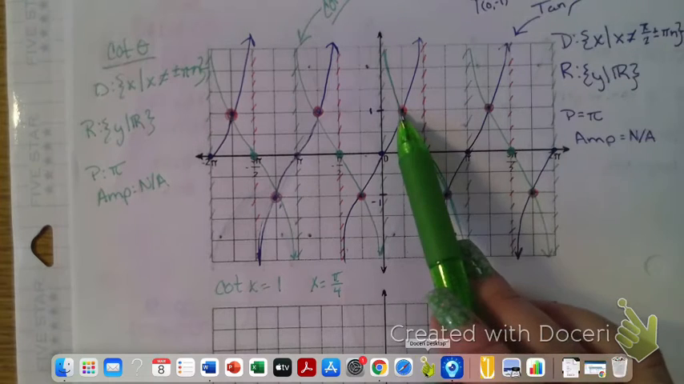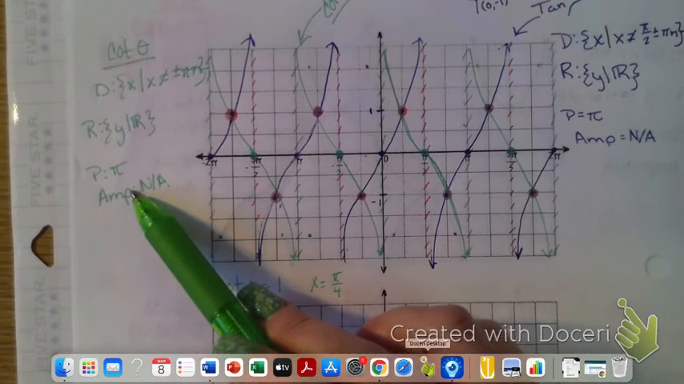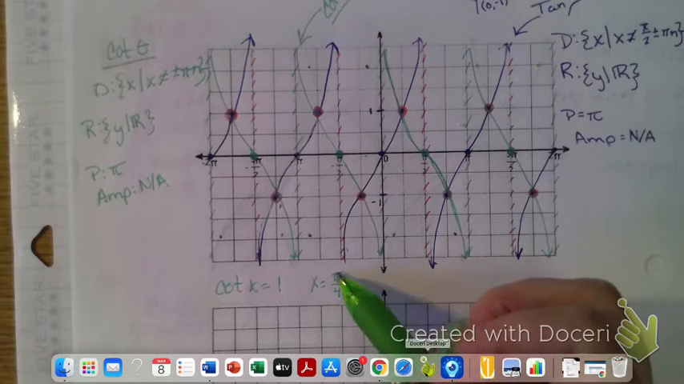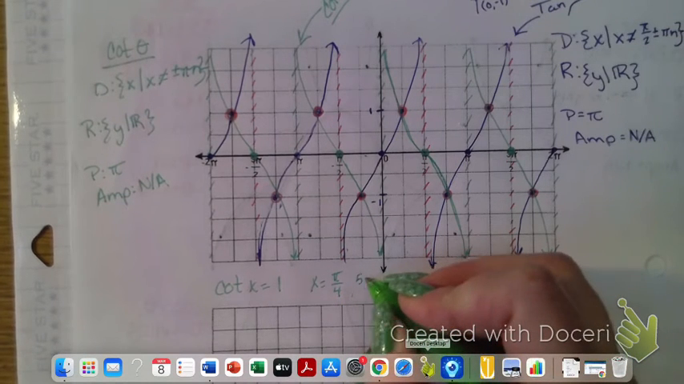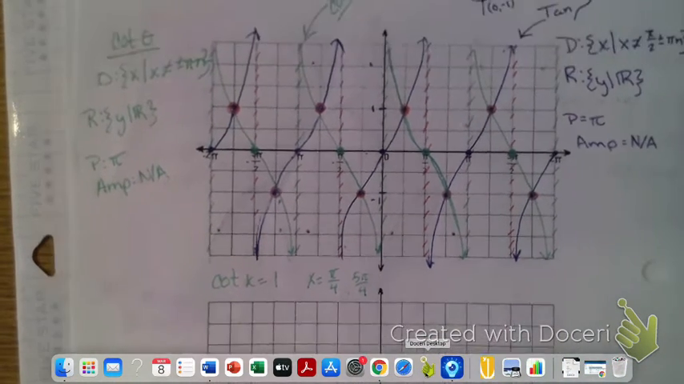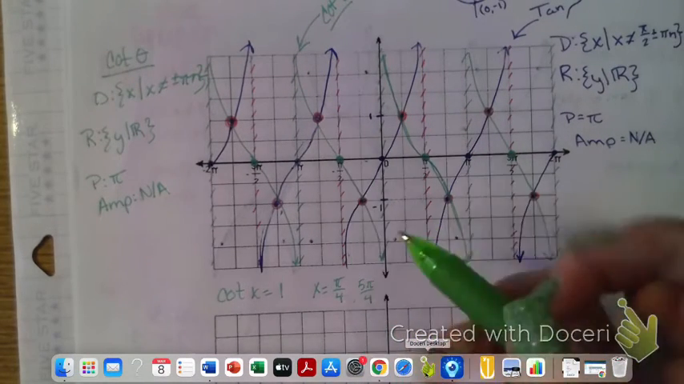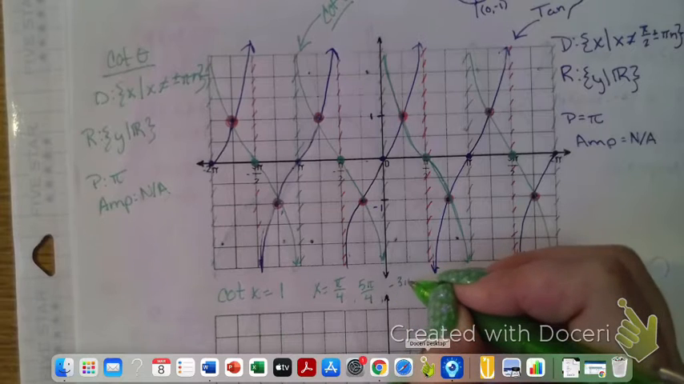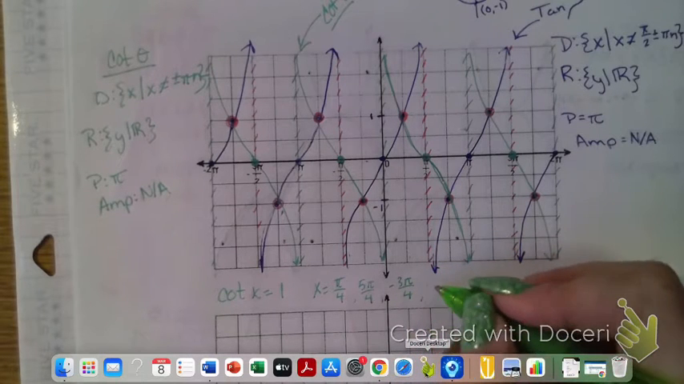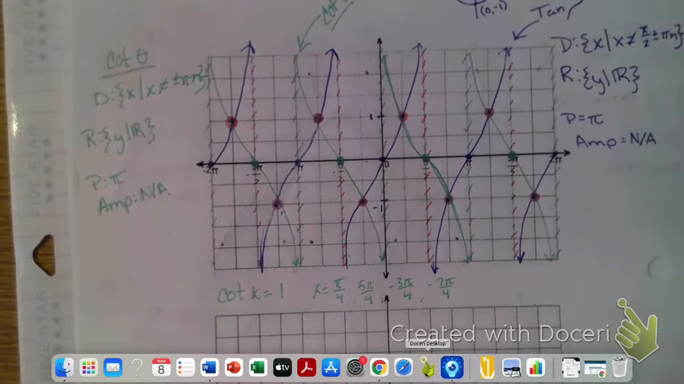Well, how far is this one to this one? Pi, because that's the period, isn't it? So I would add pi to this and get 5 pi over 4. Oh, we need all of them? Yep, it said in the directions, from negative 2 pi to 2 pi. And then, do I have any more positives? No. So then I got to go negative, so that would be negative 3 pi over 4, and then negative 7 pi over 4. So that's what you were just supposed to use your graph to find.